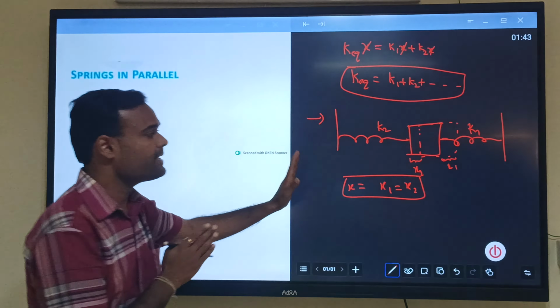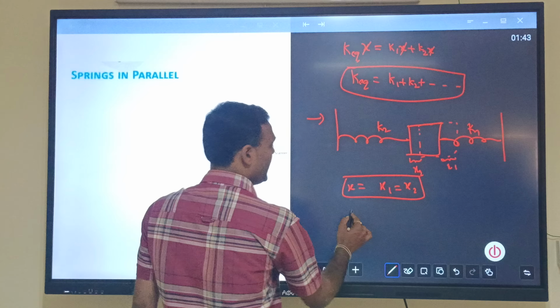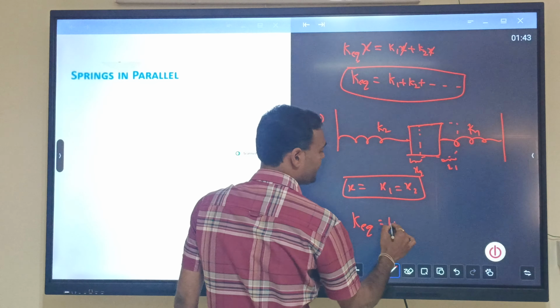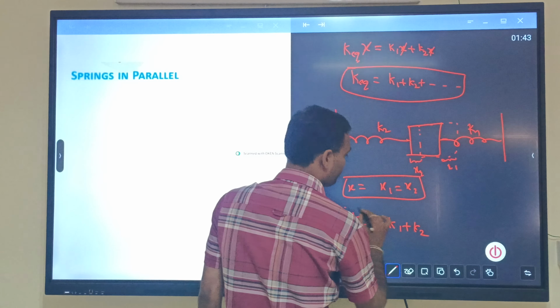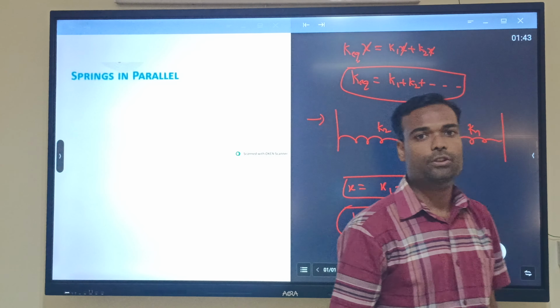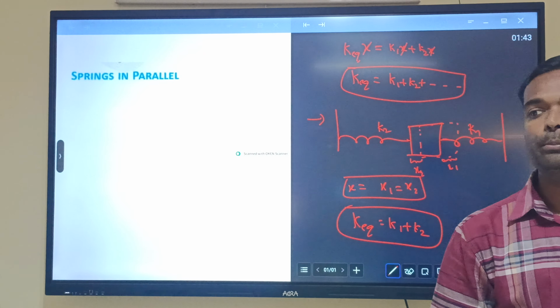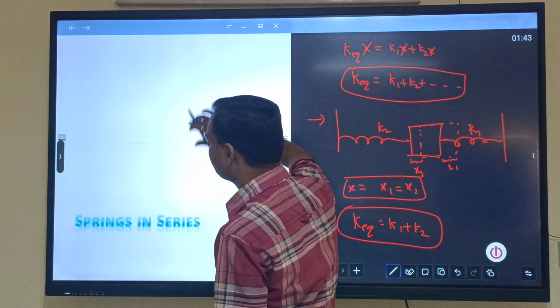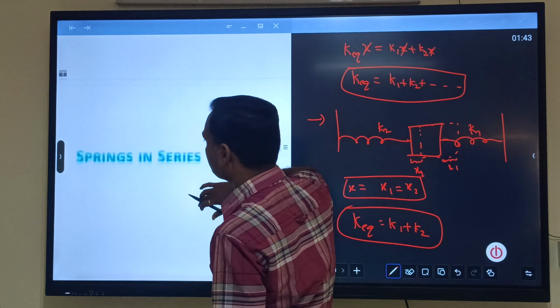The case has to be understood like this. And again, the K equivalent value, by substituting and following the above procedure, you will get as K1 plus K2. It is one of the most important representations of parallel spring combination. Clear? Then the next point, springs in series.